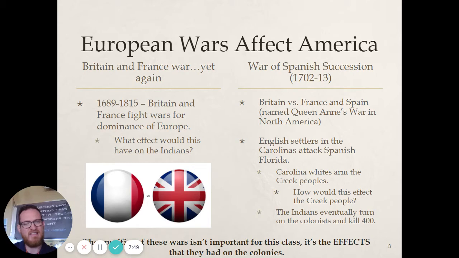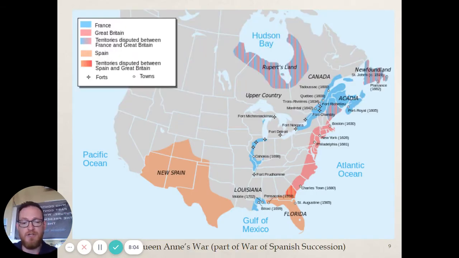Again, you don't need to know the specifics of these conflicts. You just need to understand the general idea that what's going on over in Europe, and the policies and the wars and anything that's going on over there, is going to have effects on the colonies and what would happen to the colonies in the future.